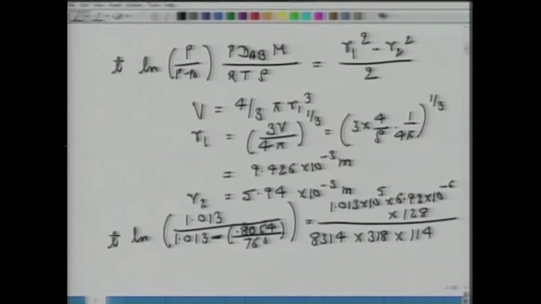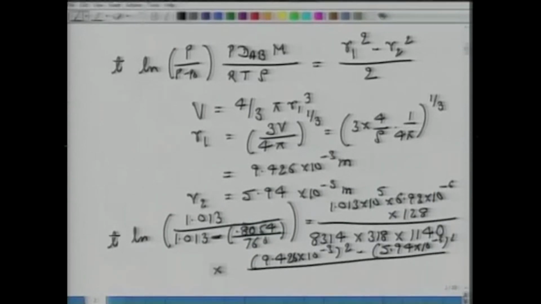Density is 1140. This equals R1 square minus R2 square, where R1 is 9.426 10 to the power minus 3, squared, minus 5.94 10 to the power minus 3, squared, over 2. Then if we calculate, t will equal approximately 8000 seconds, which is nothing but 222 hours. So it takes a long time for the mass of the naphthalene ball to get down from 4 kg to 3 kg.